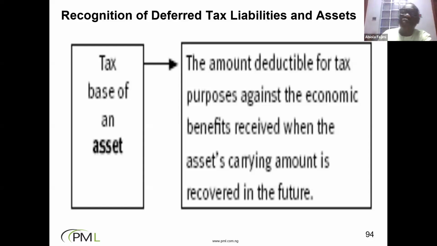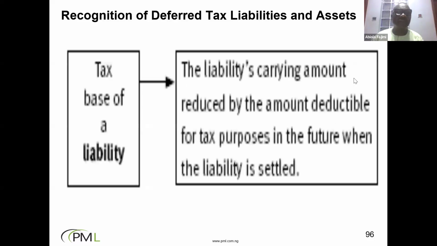Because we expect that tomorrow you will start making profit. And when you make profit, you will go back and tell the taxman that there was a time I made a loss, you didn't compensate me for it, please compensate me now. That will be an asset. Liability is the carrying amount reduced by the amount deductible for tax purposes in future when the liability is settled. That is a liability.